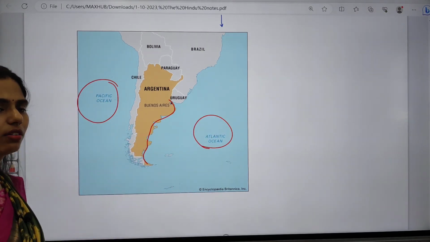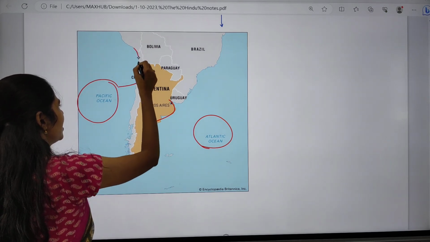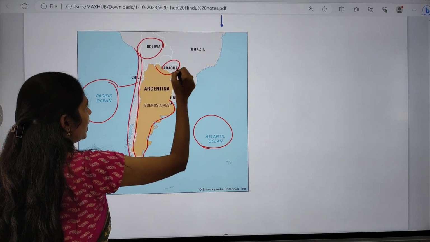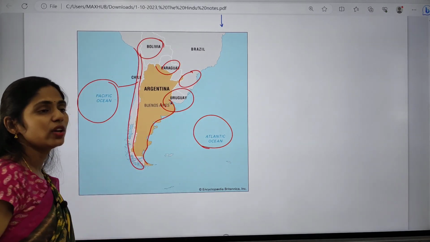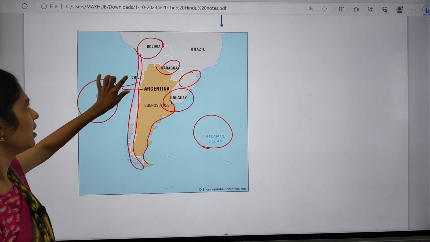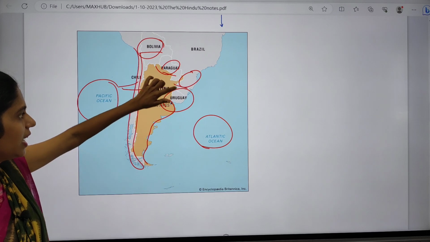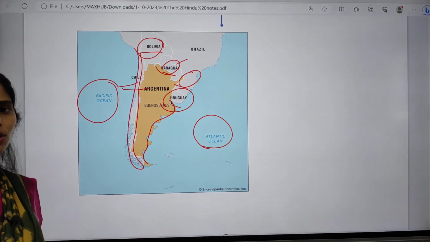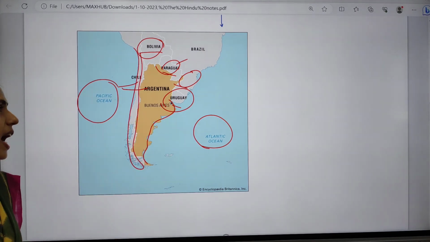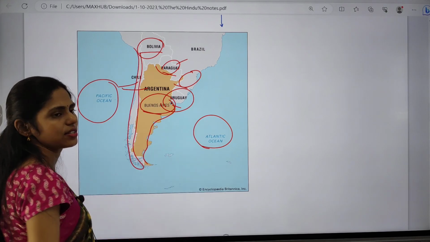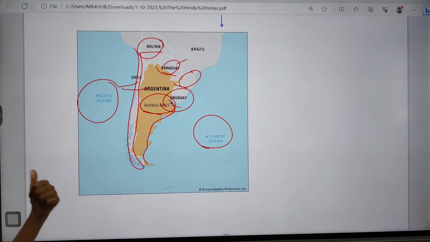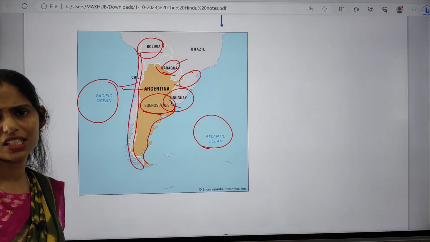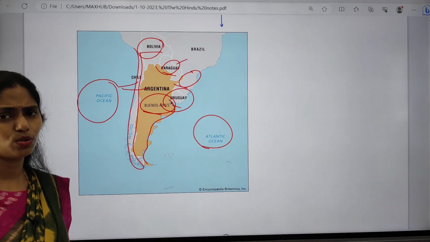It shares boundaries with countries like Chile. Chile has a shape like this. And here we have Bolivia, Paraguay, Brazil and Uruguay. So Argentina shares boundaries with Chile, Bolivia, Uruguay, Brazil and Paraguay. These are the countries with which Argentina shares a boundary. And the capital of Argentina is Buenos Aires. Clear? You have to draw this map and try to remember it as well. There are very few countries in South America, so you can easily remember those countries.